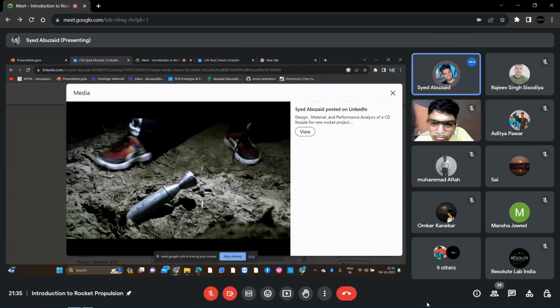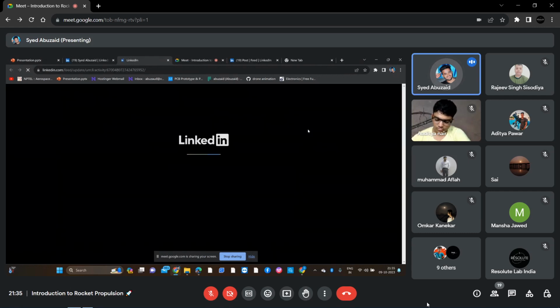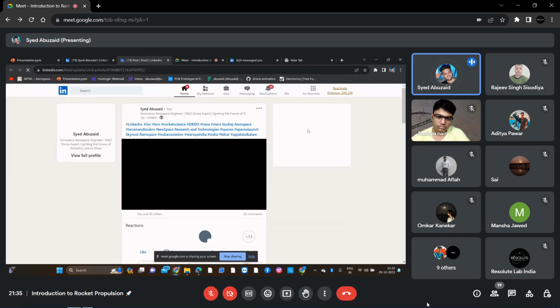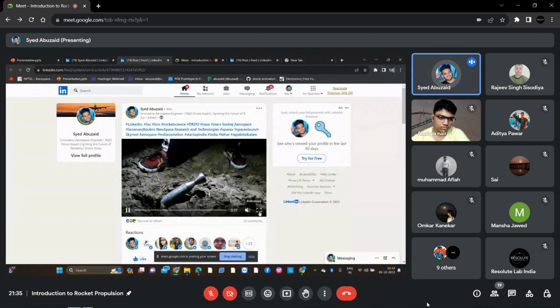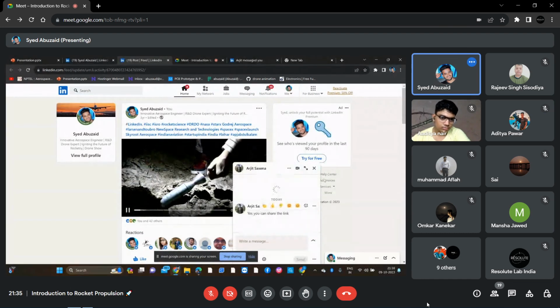So basically, we used mild steel and HSS, high speed steel material, for doing the test for the supersonic flow, and we used the CD nozzle. And we have experienced the shock wave and the.